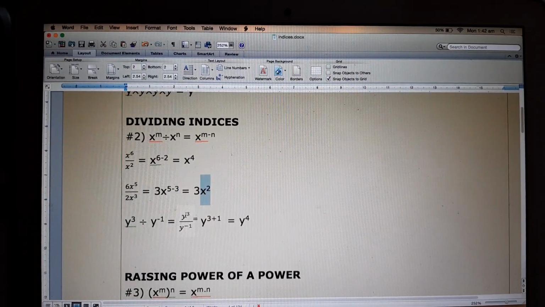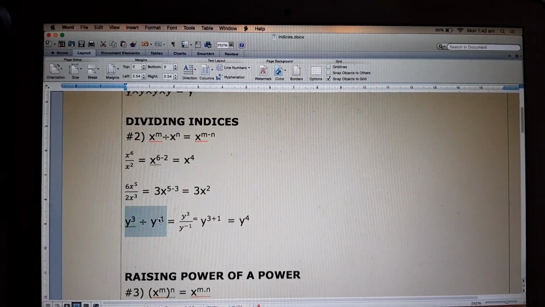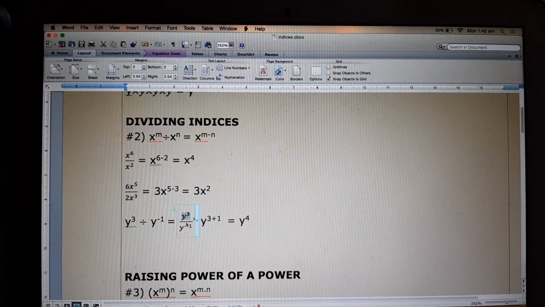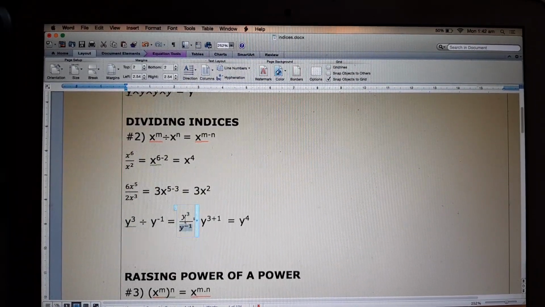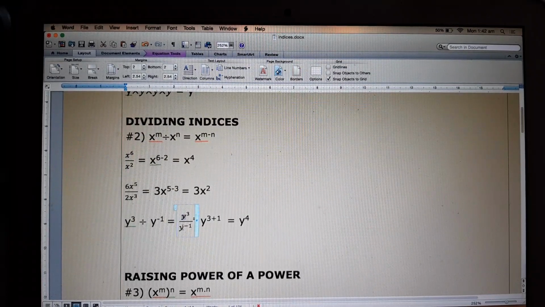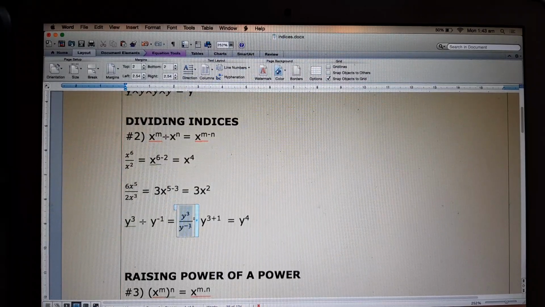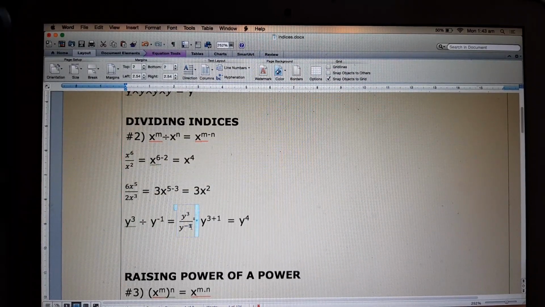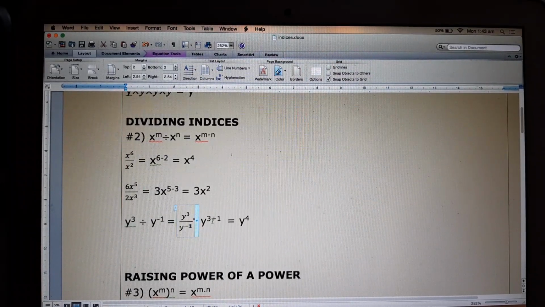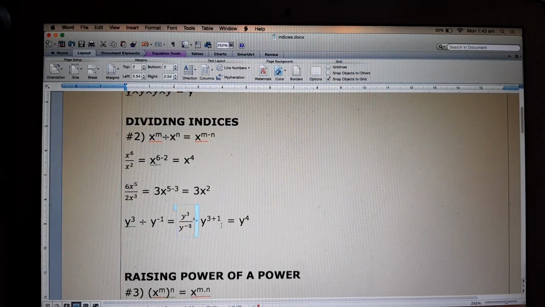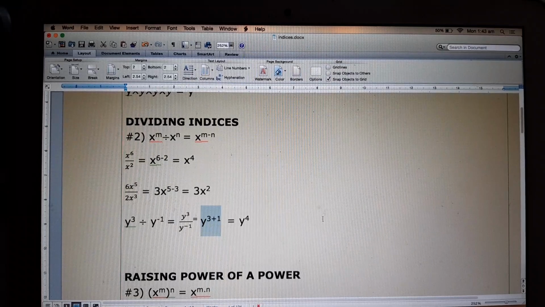Now let's take the third example. We have y raised to the power 3 in the numerator and y raised to the power minus 1 in the denominator. The bases are the same, y and y. And when you move this y raised to the power minus 1 from the denominator to the numerator, you will change the sign of this 1. It will be plus when it goes in the numerator. So y raised to the power 3 plus 1 is y raised to the power 4.